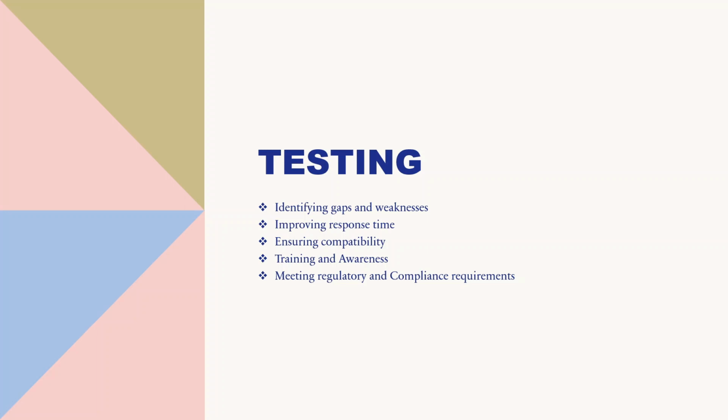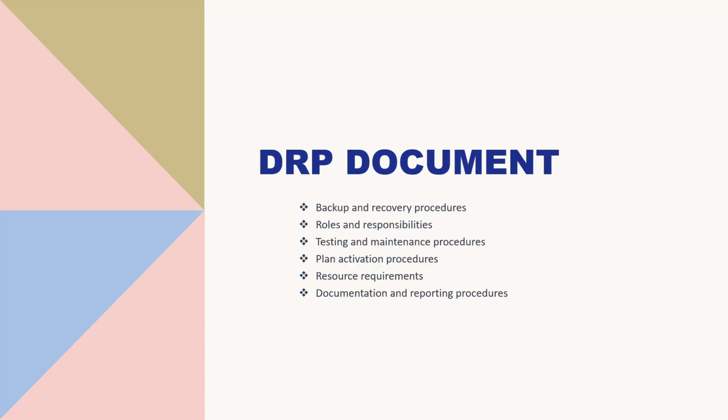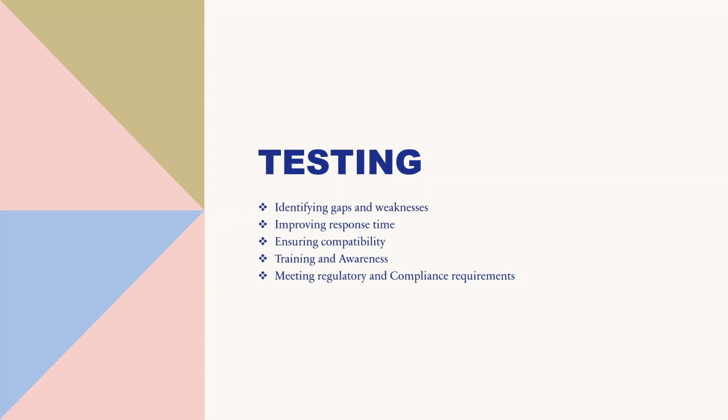Improving response time. Testing the DRP can help refine the procedure and processes, allowing for a faster and more efficient response time in the event of a disaster. This can help minimize the impact of the disaster, and reduce the downtime and financial loss for the organization. Ensuring compatibility. As the technology and systems evolve, the DRP may become outdated or incompatible with the organization's current systems. Regular testing and refining can help ensure that the plan is still compatible with the organization's technology and systems.